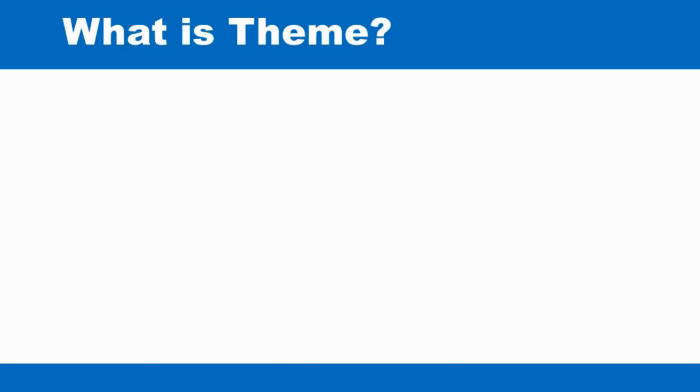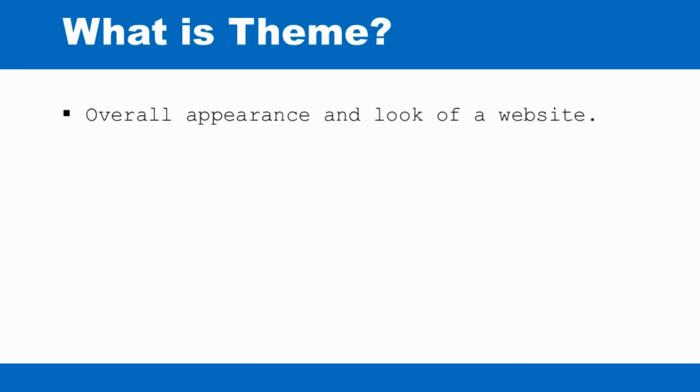A WordPress theme is a collection of files known as template files that work together to produce a graphical interface for your website. So these files give your website an overall appearance and look.